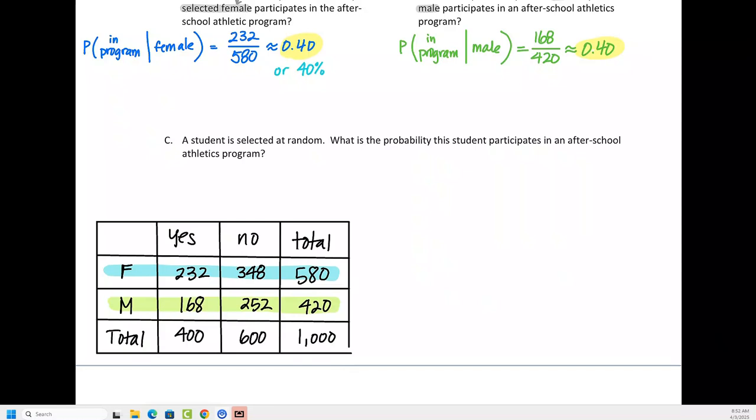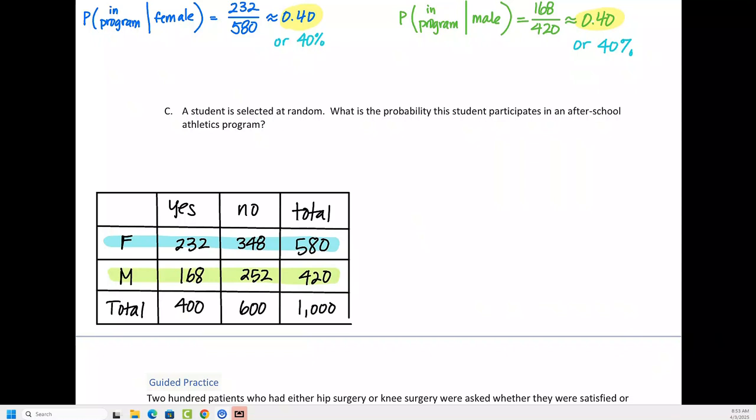Let's take a look at question C. Oh, I didn't say or 40%. So or 40%. Okay, so question C says a student is selected at random. What is the probability this student participates in an after-school program? Is there a given on this one? I heard someone say no.